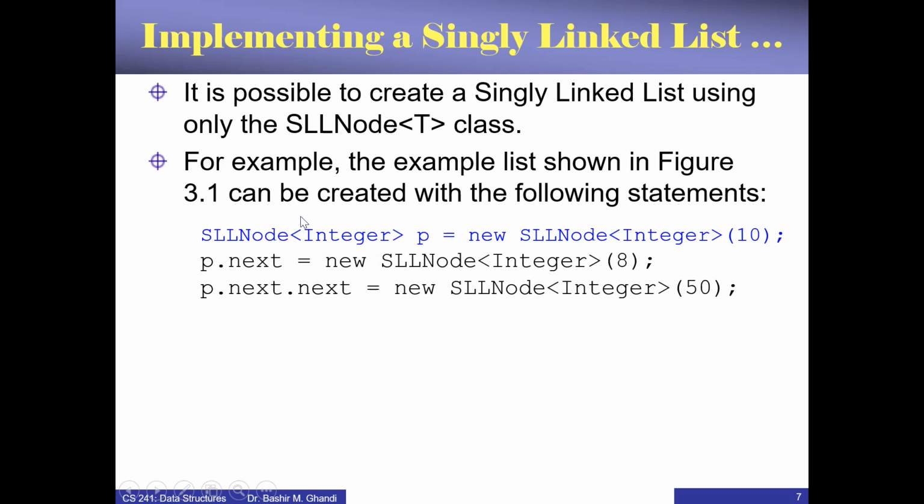The type of the info that we're going to store in our node. In this case, we are saying is integer. We can decide that this is double, character, student, or any other type. But the linked list in figure 3.1 actually contains integer values, so we're going to say singly linked list node of integer. p equal to new singly linked list node of integer, and then we provide a value here, 10.